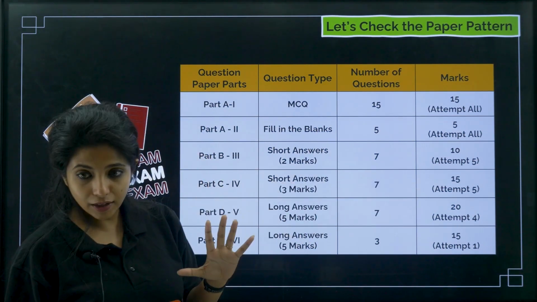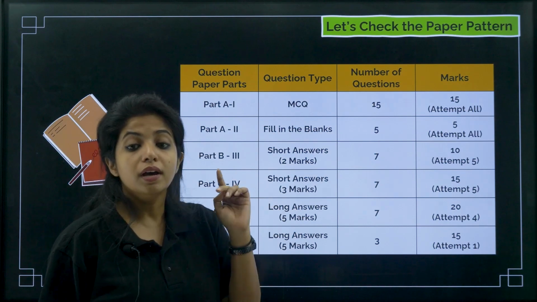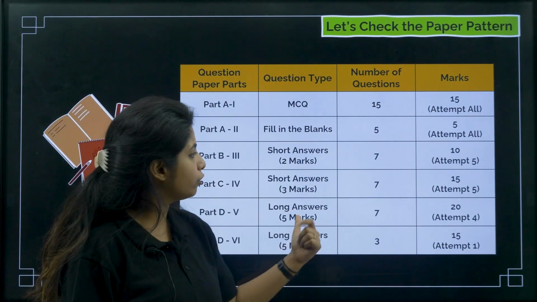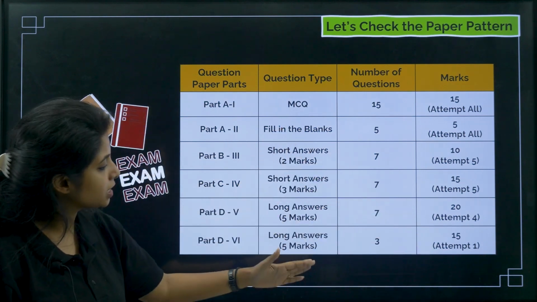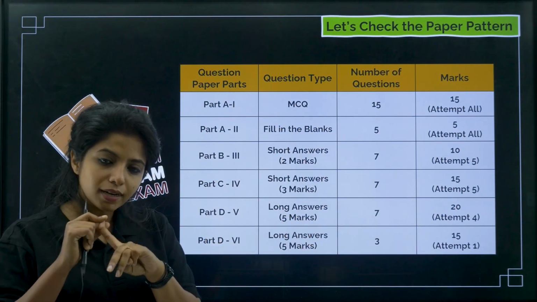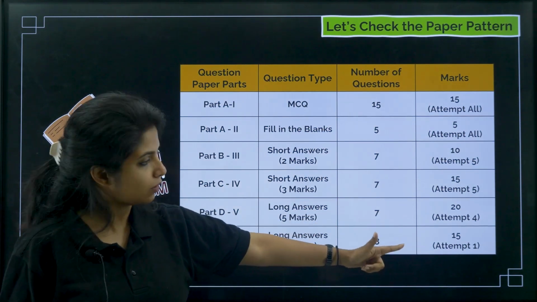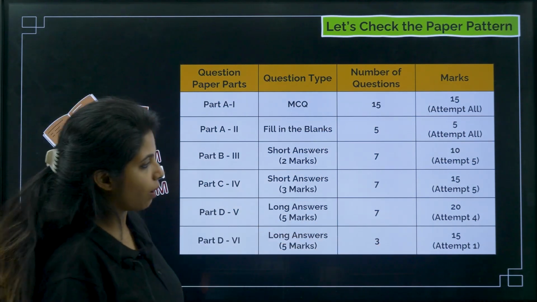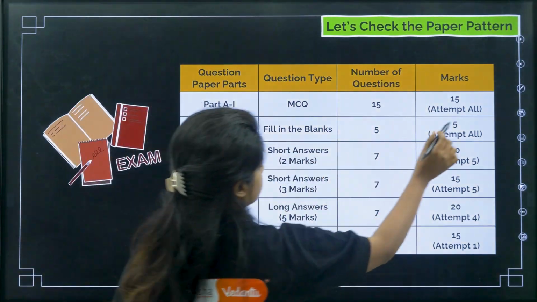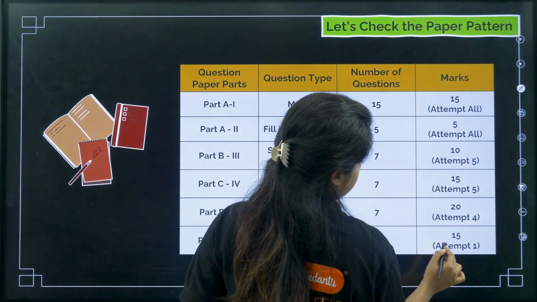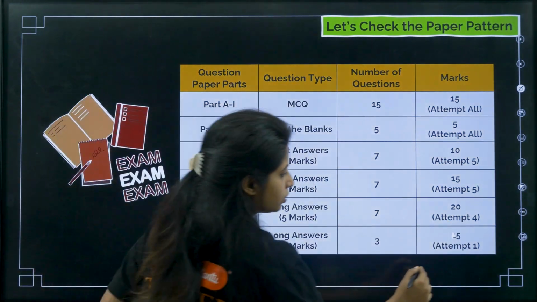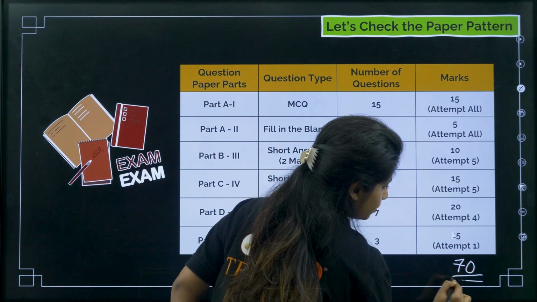Now long answer 5 markers are there, 7 questions are given to you, but you have to attempt not 5 but 4 questions, just 4 questions. So 4 into 5, 20 marks. Lastly, you will be having another 5 marker question. 3 options will be given, in that you have to choose 1. So 1 into 5, 5 marks. So total, how many marks do you get, children? You get 70 marks.